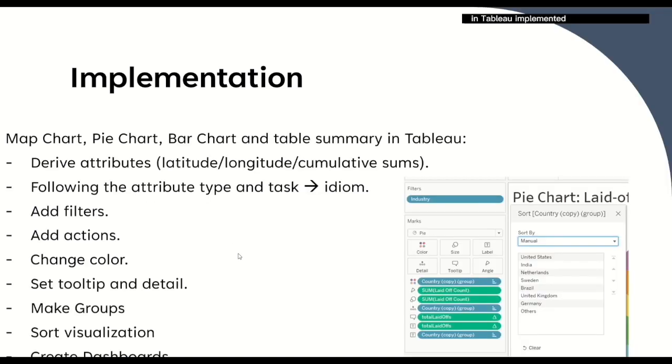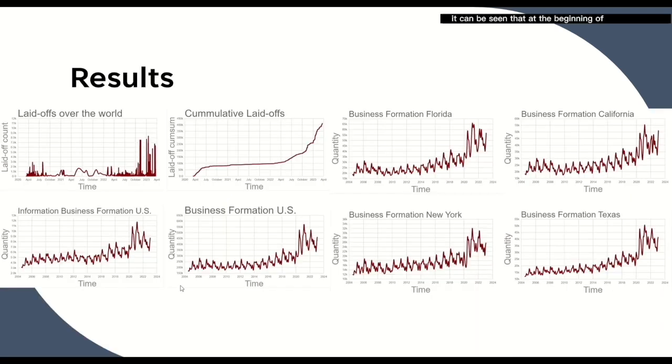In Tableau, we implemented map chart, pie chart, bar chart, and summary charts in tables. To do this, in general, it was necessary to perform these actions: derive attributes, add filters, add actions, make groups, and sort visualization. It can be seen that at the beginning of the pandemic, there was a considerable amount of layoffs. However, after this, it can be said that the layoffs were few.